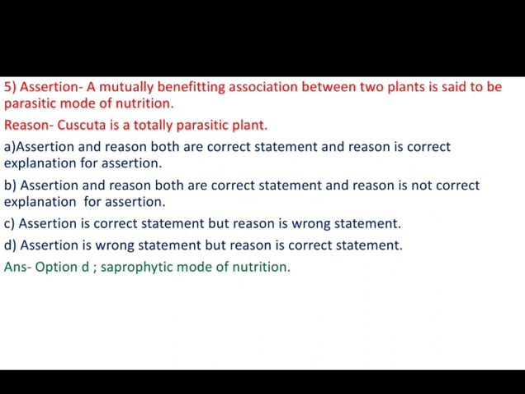But in case of parasitic mode of nutrition, one is the host and another is the guest, because the parasites take the nutrition from other plants but do not give anything in return. So the reason is correct, that is, Cuscuta is a totally parasitic plant, but the assertion is wrong. So the answer is option D.